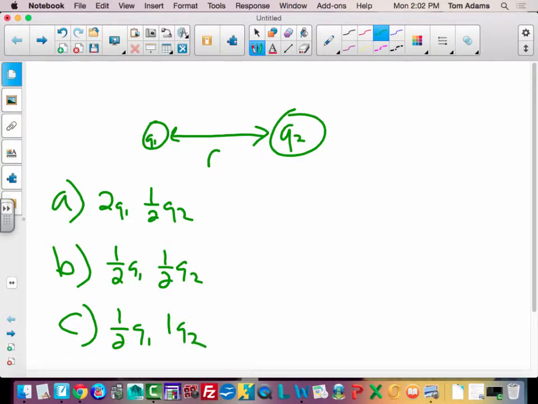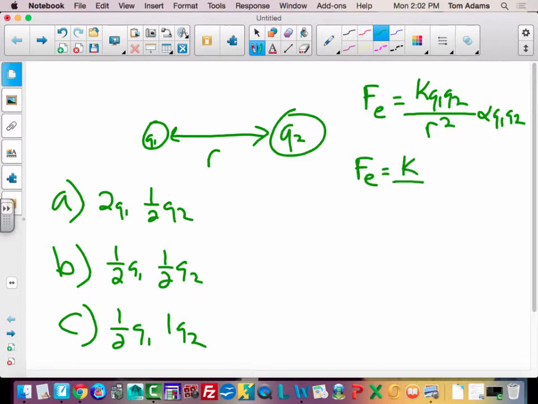And so the force is Coulomb's law. All right, so Coulomb's law is this. The force between these two particles is equal to the constant K times charge 1 times charge 2, all over the distance between the two, squared. Now this is proportional to Q1, Q2. In fact, you could write it a different way. You could say that Fe is equal to K over R squared times the quantity Q sub 1, Q sub 2.